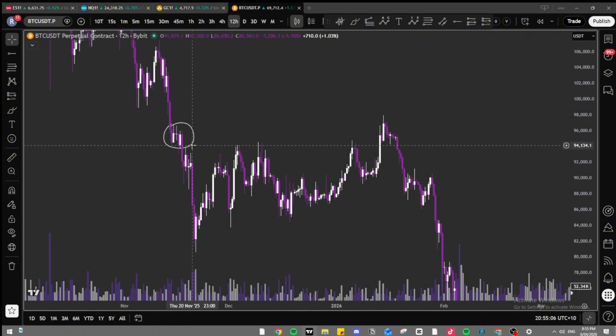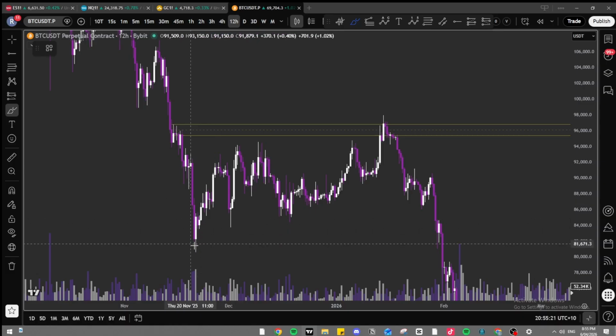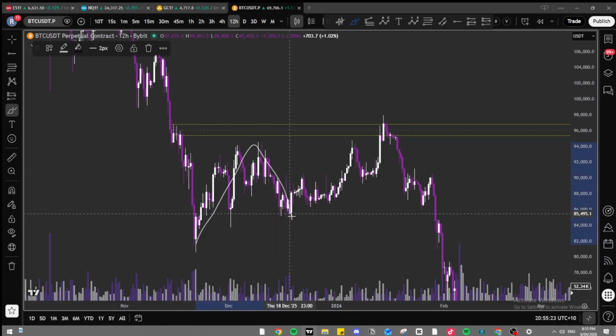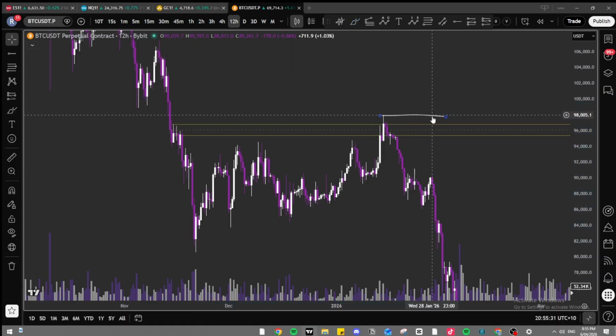And for me, this would have been the most important level to break before I would have had a bullish market structure, because then this would have been a high, a higher low, and then a higher high. And I would have wanted to see this level hold and get a higher high up here before I would have been confident that we're going to break up, right?